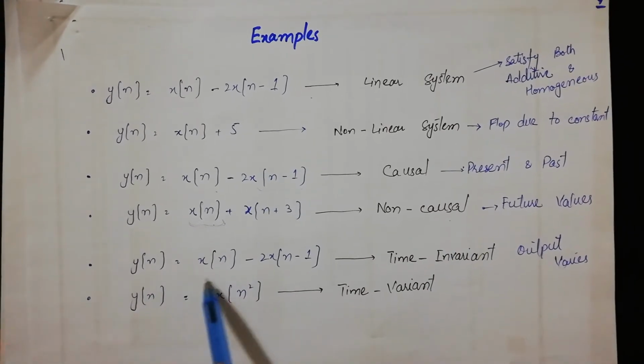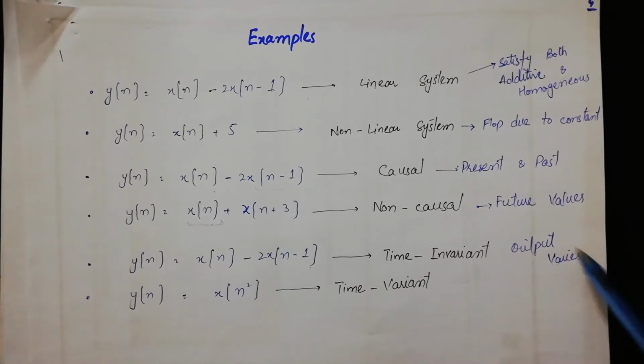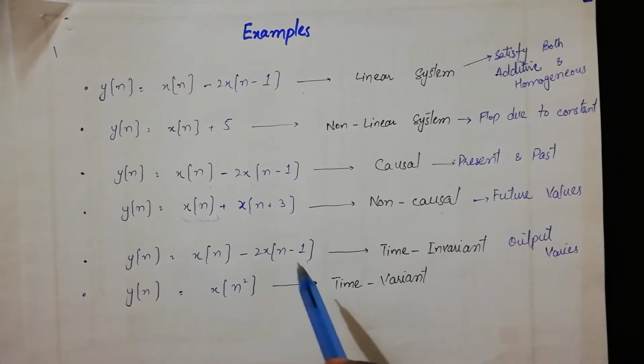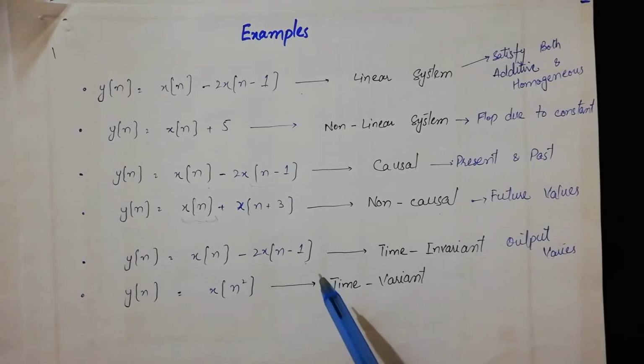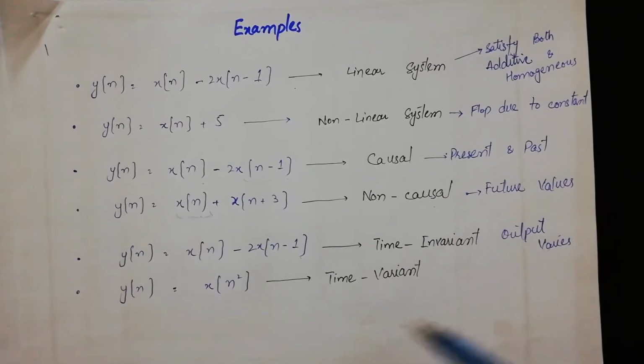Then y[n] = x[n] minus 2x[n-1]. It is time invariant because when we apply a change in input with respect to time, then there is the same change in the output, so it is time invariant.